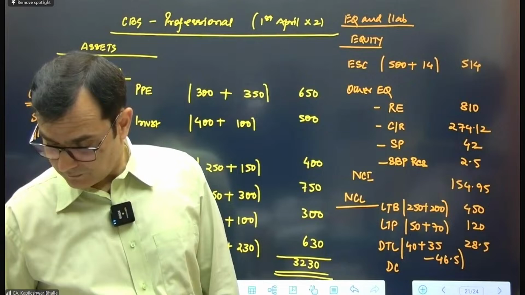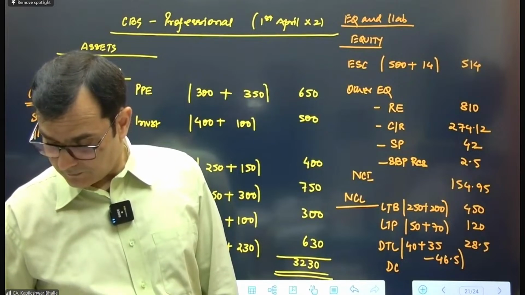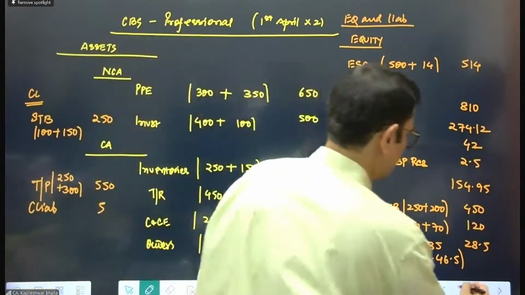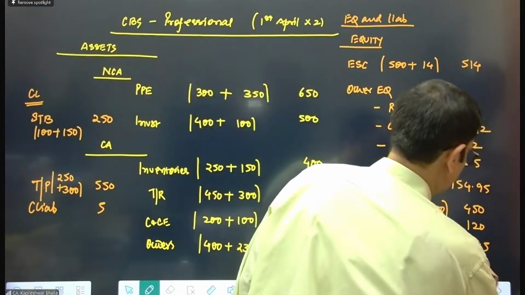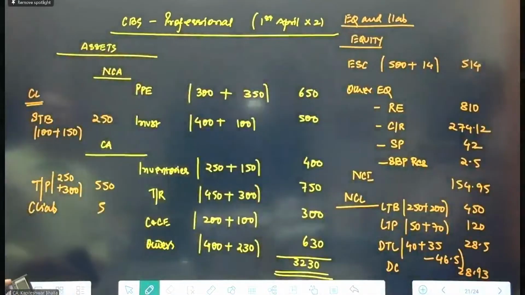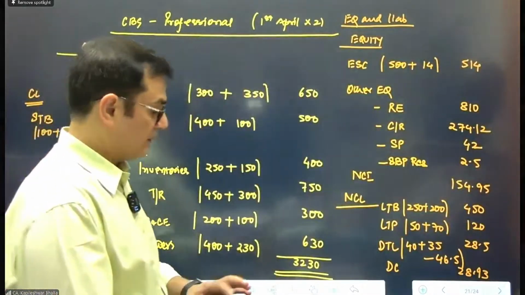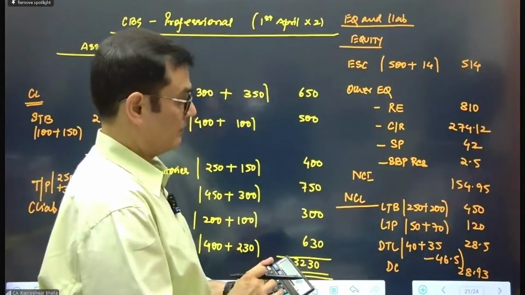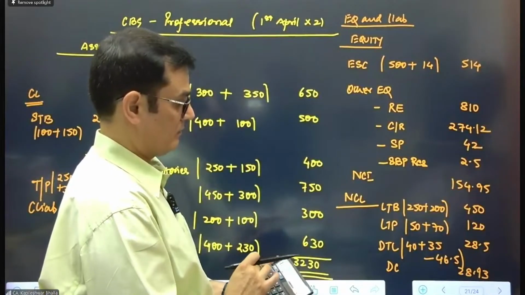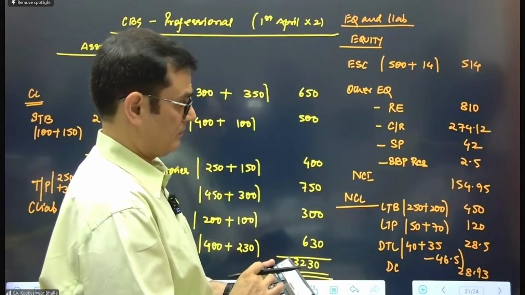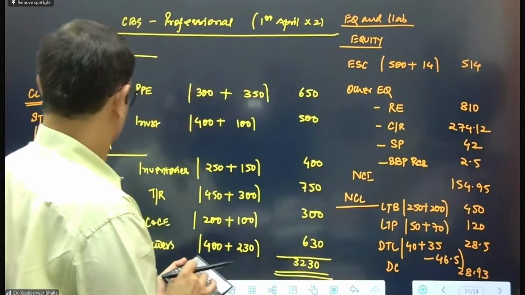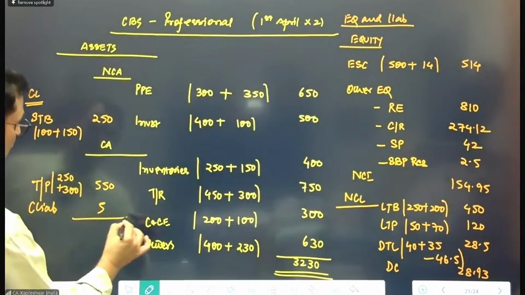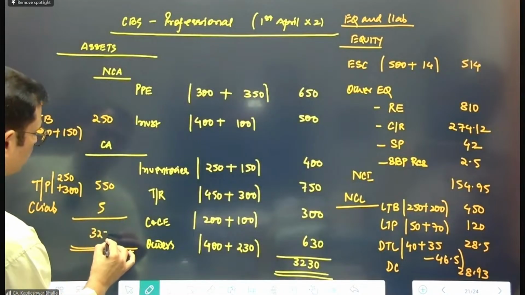Point number D. It says this additional amount is due after 2 years. It's 2 years. 28.93. Now let's see. Hopefully the balance sheet should tally, I think. Yes, it is tallied. 3230 is the total of the balance sheet.